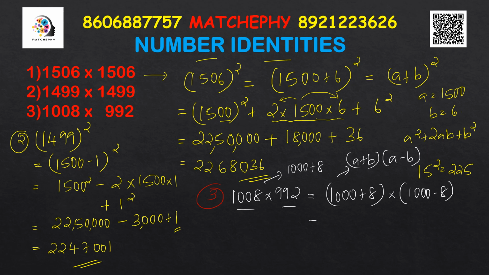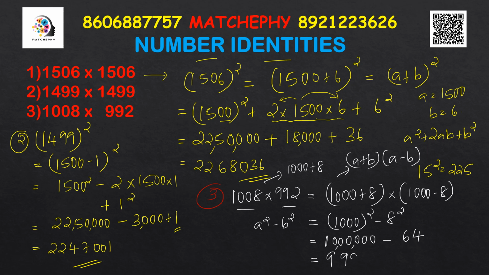So what is the answer for a plus b into a minus b? That is a square minus b square. That is 1000 square minus 8 square. So what will be 1000 square? 1 followed by 3 zeros is 1000. When we are taking the square, always double the number of zeros. So 1 followed by 6 zeros, minus 64. In words, that is 10 lakh minus 64. For 10 lakh minus 64, you don't need any mental mathematics. Just write 9 lakh 99,900, and from the last 100, we subtract 64, so that will be 36. The answer will be 9,99,936.